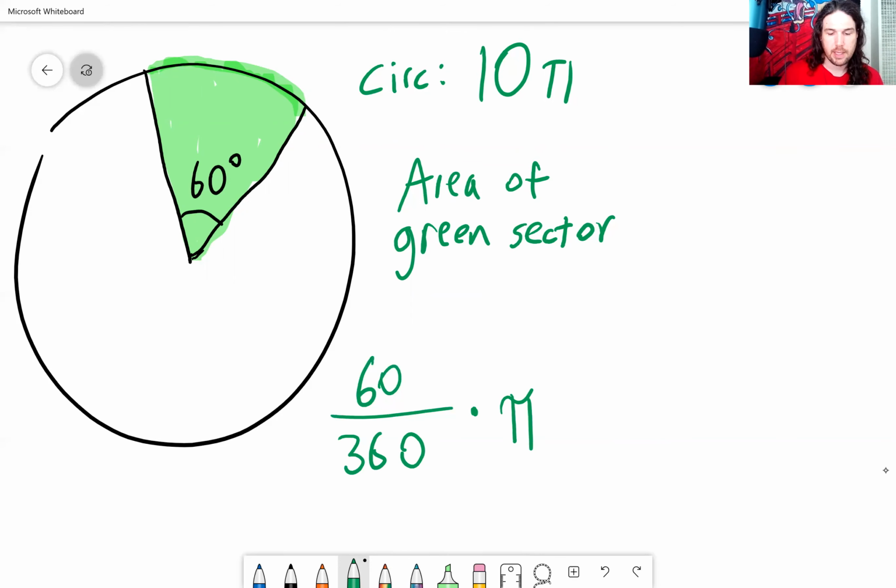Pi times r. Ooh, we don't know the radius. Oh, woe is me. I don't know the radius. I'm scared. We're so close. We're almost there. But we need the radius. We don't have the radius. All we have is the circumference, which is 10 pi.